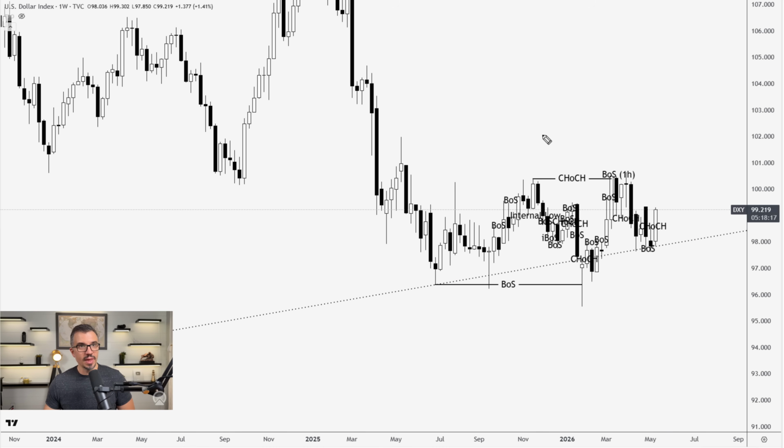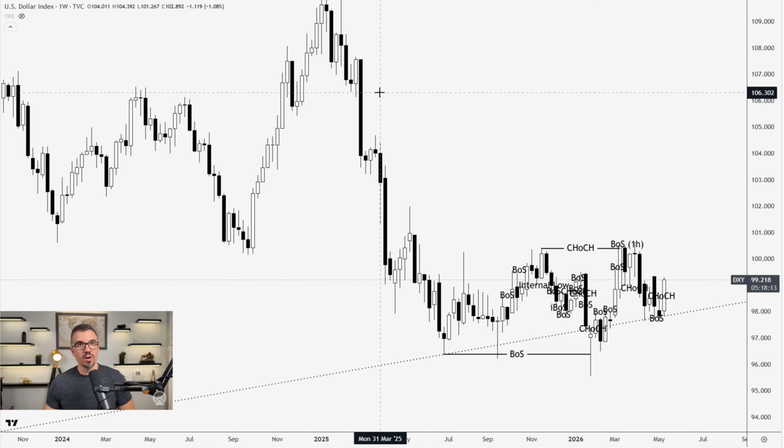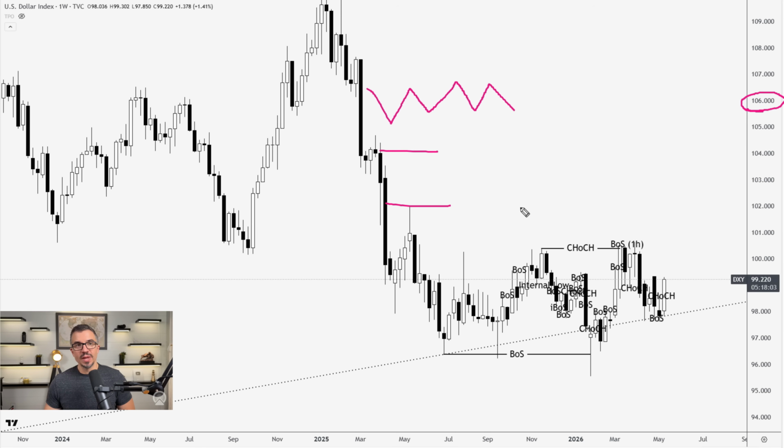Now, on top of that, if you look up here, we can see that this area up here, all the way up toward about 105, 106, this is a significant imbalance. We have imbalances through here, but especially this up here. This really catches my eye right around 106. So it's very, very early. Obviously calling something from 99.2, talking about 106 is a massive move for the US dollar.